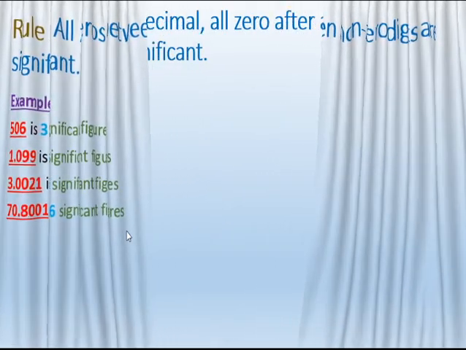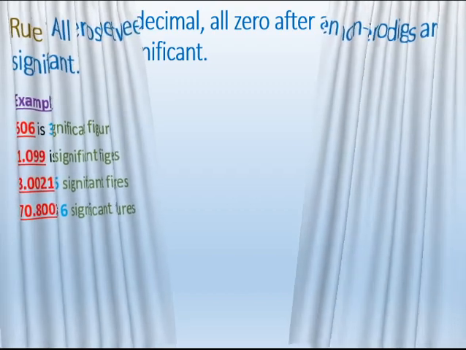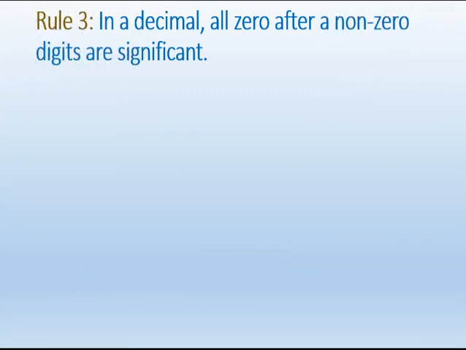Now come to the third rule. The third rule says if in a decimal, all zeros after non-zero digits are significant. For example, this is a number in which you can see that in the decimal places the ending zero will be considered as significant if there is a decimal number. So that's why it is 3 significant figures.